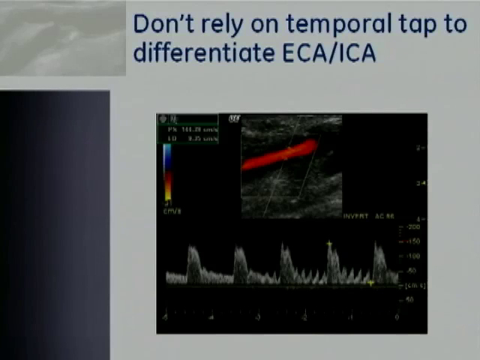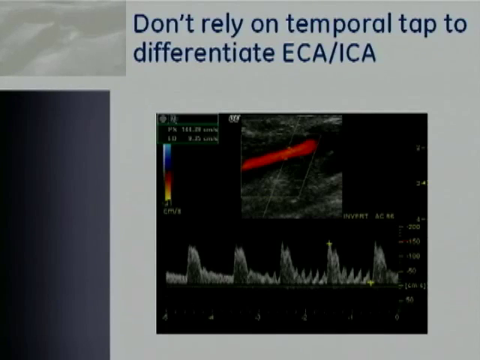So how do we differentiate between the internal and the external? It's better to look at position. Internal is more posterolateral, external is more anterior medial. It's better to look at the waveforms. The internal is low resistant, the external is higher resistant, and look for branches. The internal gives off no branches in the neck, the external gives off multiple branches. The best way to look for ECA branches is a transverse sweep through the ECA.